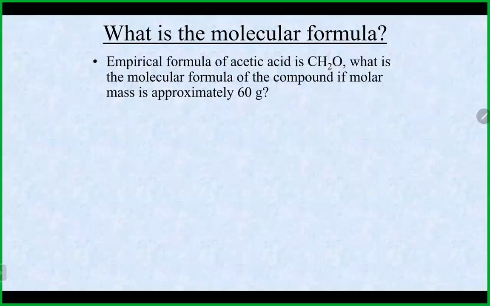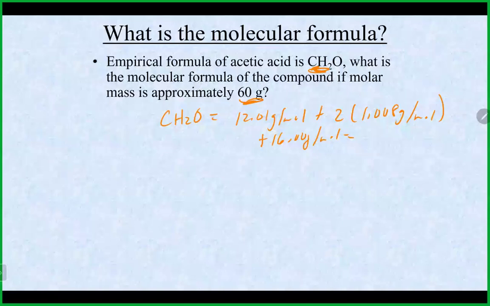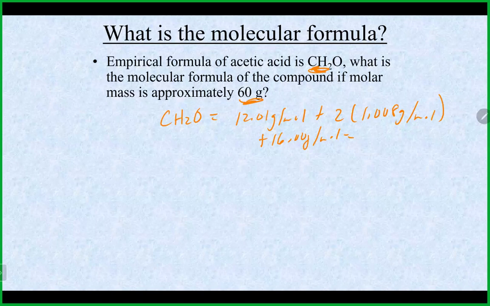Okay, so let's look at this. In this particular case, we are given the empirical formula. We don't have to calculate it. We are given the approximate molar mass of our compound, which is 60 grams per mole. So really in this case, we need the molar mass of our empirical formula, which would be 12.01 plus 2 times our 1.008 plus our 16 here. And that's going to give us about 30.03.